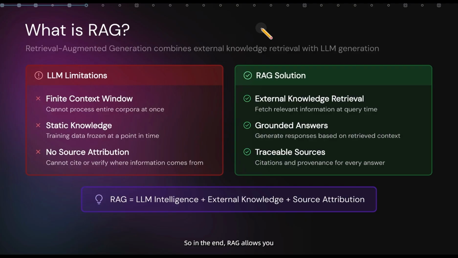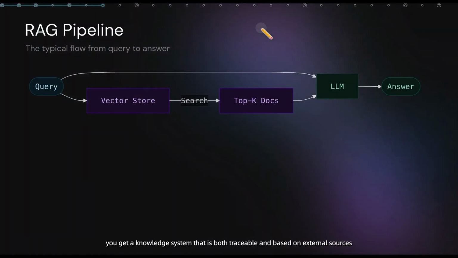So in the end, RAG allows you to construct a system based on the internal knowledge of large models. And then, by combining with high-quality external knowledge, you get a knowledge system that is both traceable and based on external sources. Now, the basic pipeline of RAG itself is actually quite simple and straightforward, but keep in mind that this is just a foundational process.